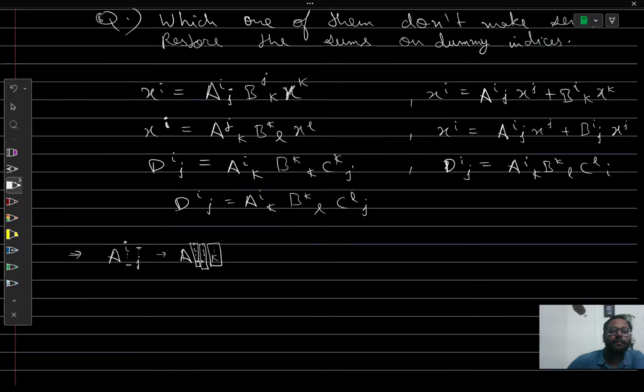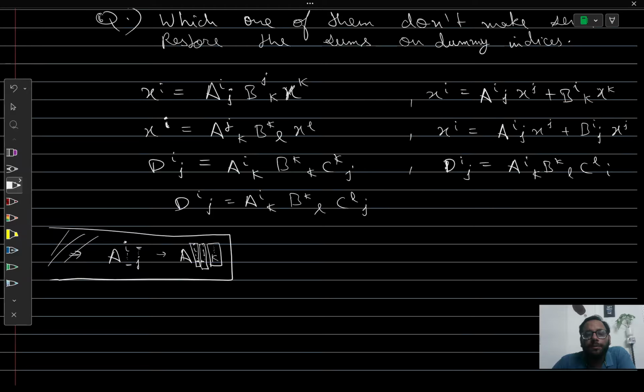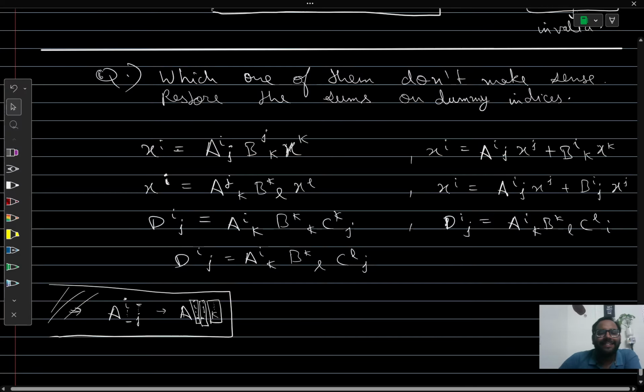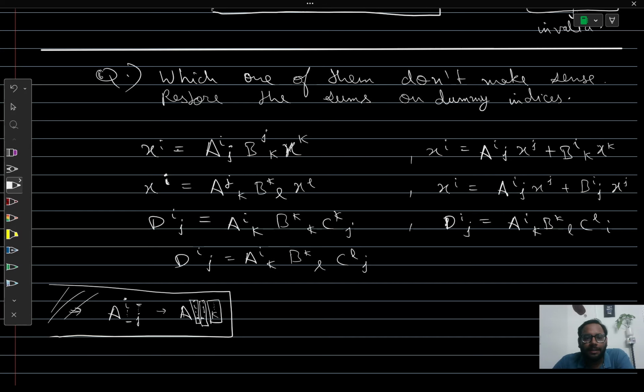Just don't forget this. So take the first example. You see the number of free indices is only one, that is i. Both j and k are repeated and are summed over. So how many free indices are there? Only one, and there are two dummy indices. So how many summations will run? There are two summations, on j and k.